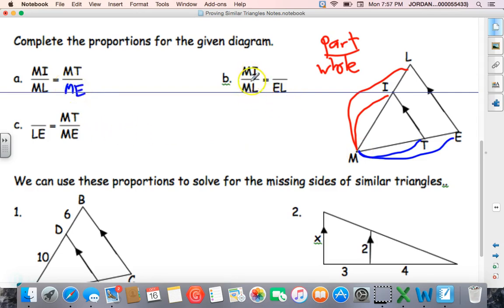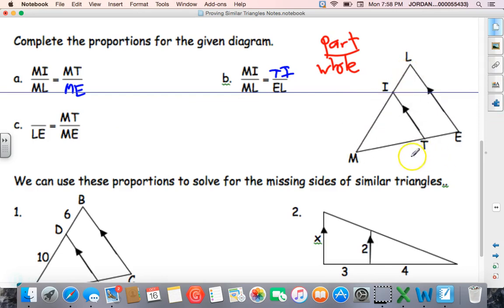So in B, now we got MI over ML, so that's part over whole, and then we got EL on the bottom. Now EL is this side. So if that's the whole, then what's the part? Well, the part would be the side that's parallel to it, TI. Not IT, the side, TI. Why would we not want to say IT? Well, if we used EL, EL would correspond to TI. IT would be backwards.